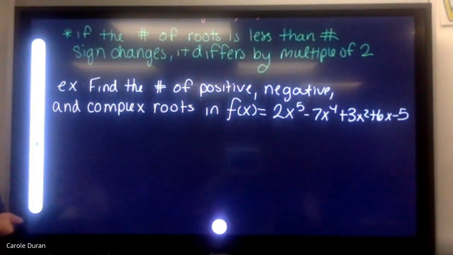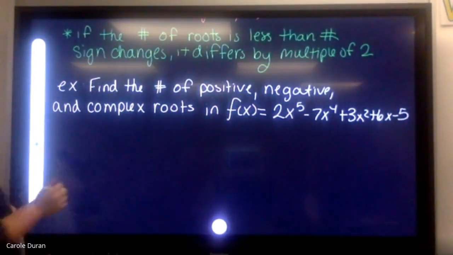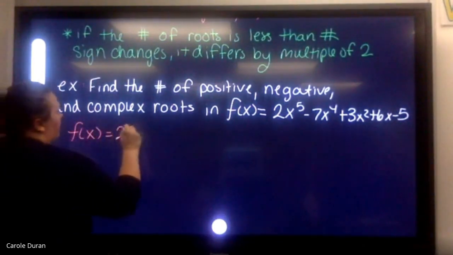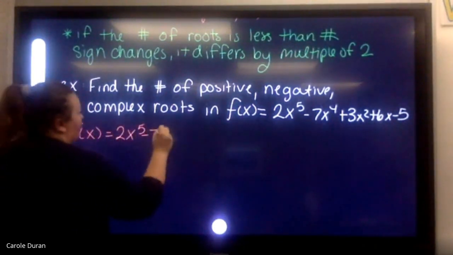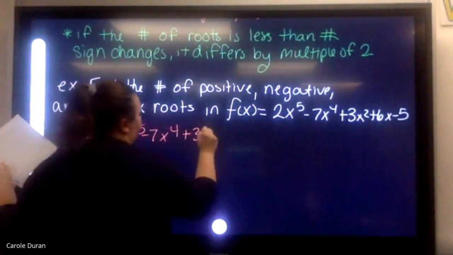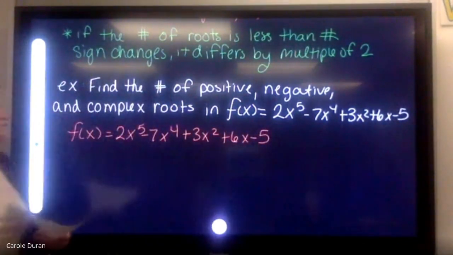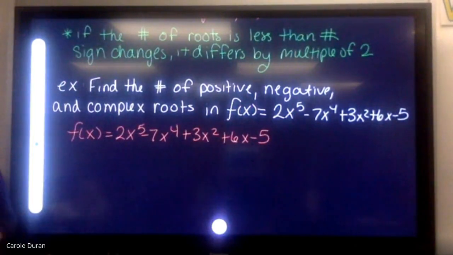I always like to do the positive because it starts with my polynomial in its original form. So I'm going to write out what my polynomial is, and I'm going to count the number of sign changes that I had occur. So in its original form, I need to count the number of times it went from a positive to a negative or a negative to a positive.